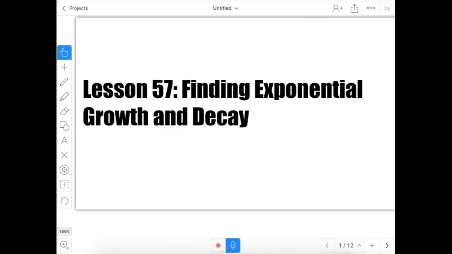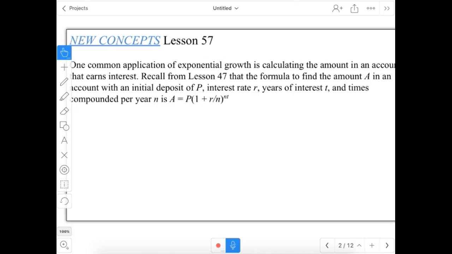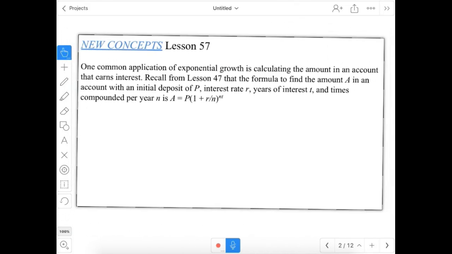Hello. Today we're going to take a look at finding exponential growth and decay. So the first concept we're going to take a look at is pairing exponential growth or decay, I guess you could say, with money or with accounts and things like that.